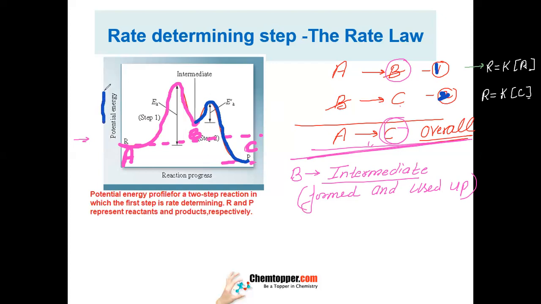And here is the energy. So which one do you think is the slow step? The energy needed to cross this barrier is called the activation energy, the minimum amount of energy needed to start the reaction. So in which case is the energy needed more, in step 1 or in step 2?